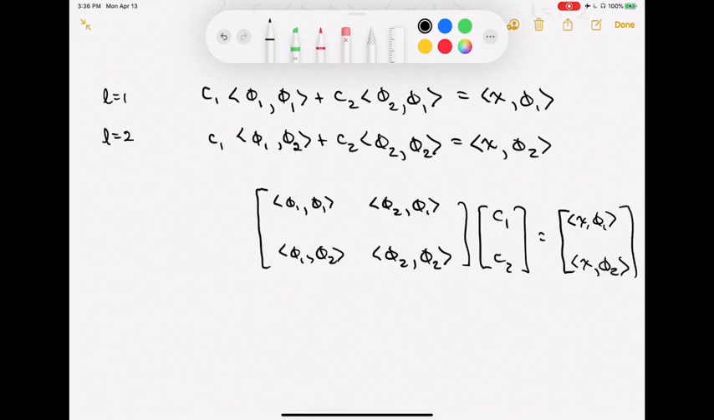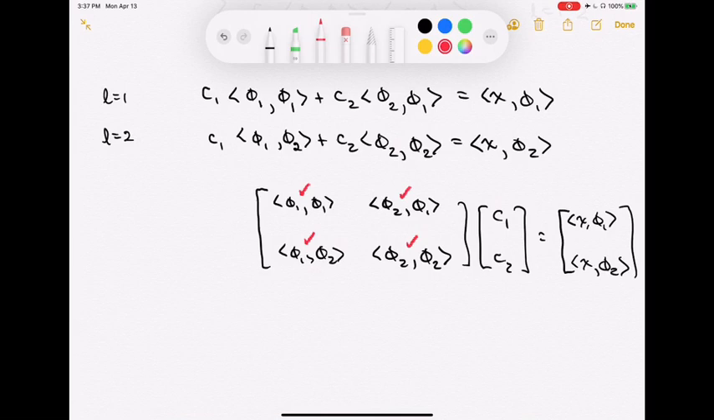Now you could solve this with your favorite linear algebra package if you wanted to, so we could certainly do that. Just some notes on here. Because phi1 and phi2 are known, with a little calculation, we can figure out what the inner product of phi1 with phi1 is. We can figure out what the inner product of phi2 with phi1 is. We can figure out what the inner product of phi1 with phi2 is, and the same thing with the inner product of phi2 with phi2.